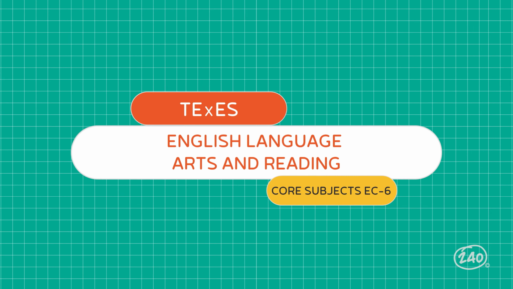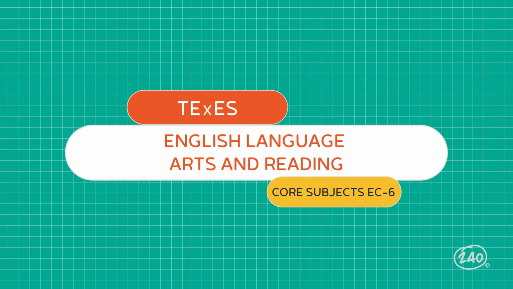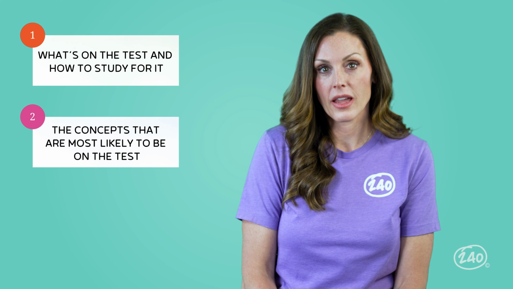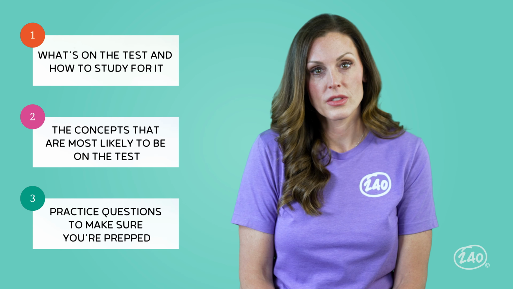This video is going to prepare you for the Core Subjects EC through 6 English Language Arts and Reading subtest. And this video is going to cover 3 things: what's on the test and how to study for it, the biggest concepts to know for test day, and we're going to look at a few practice questions. Let's jump right into it.